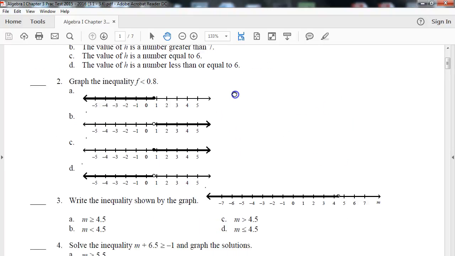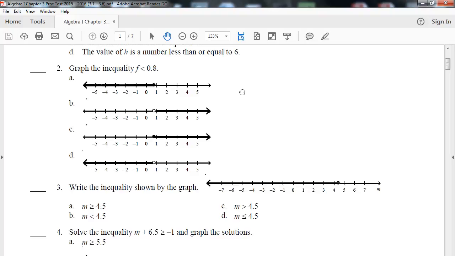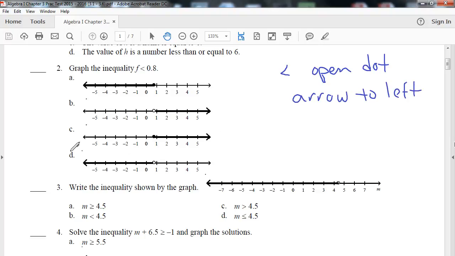Number 2, graph the inequality f is less than 0.8. Okay, so we have less than, but not equal to, so that indicates an open dot. And less than means arrow to the left. So that's going to be option D.